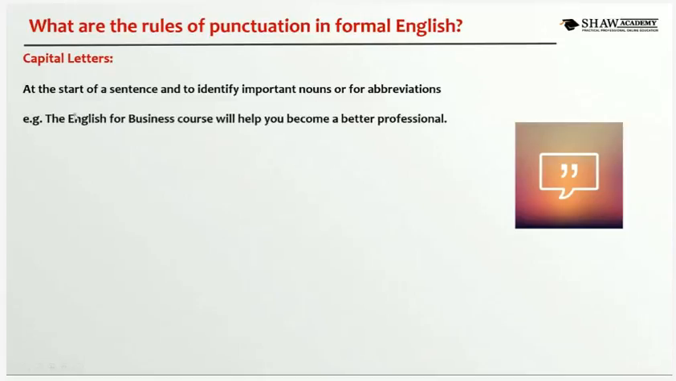So examples, the English for Business course will help you become a better professional. So of course, I've capitalized the start of the sentence and the name of the course. Here is an abbreviation, okay? So the shortened version of a word, and I use capital letters, like European Union, United States, so CEO, and you don't have to use the dots, okay? So you either use them or you don't. So Chief Executive Officer, so you can write CEO the second or the third or the consecutive times that you use that. Okay, so full stop.